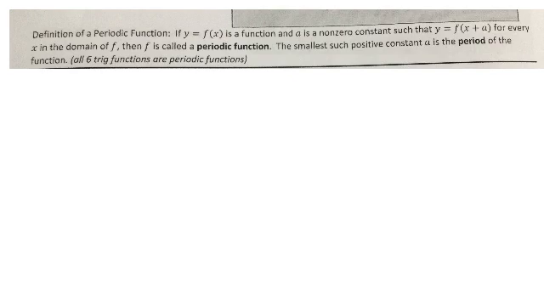periodic function. If y is equal to f of x is a function and alpha is some non-zero constant such that y equals f of x plus alpha, okay, so that's very fancy, it's called a periodic function. So let's think about what this is saying. This is saying if there exists a number that I can add to the x values and it gives me the same y value over and over, then this is called a periodic function.